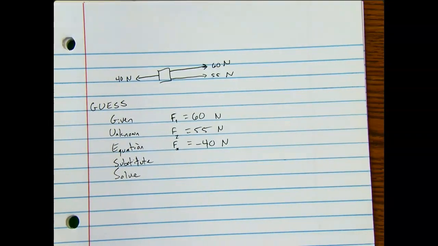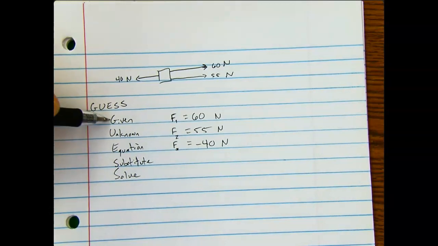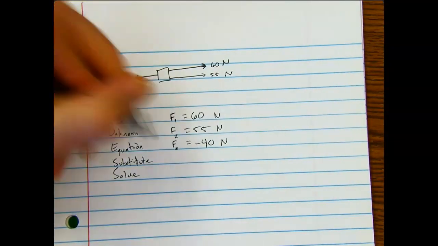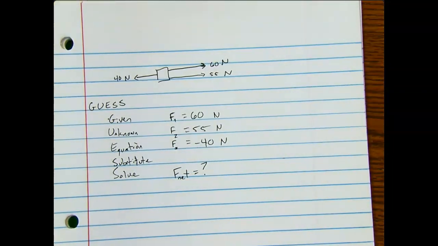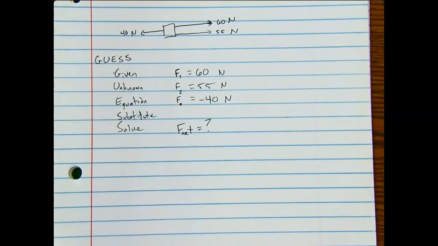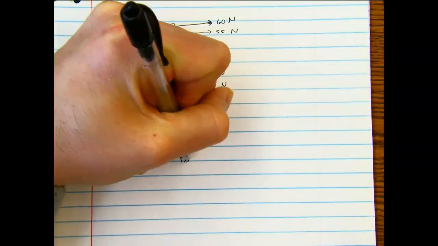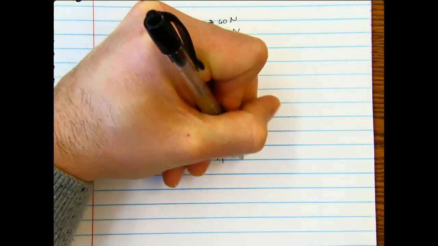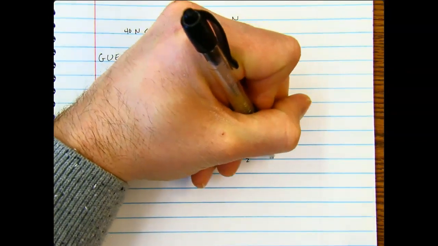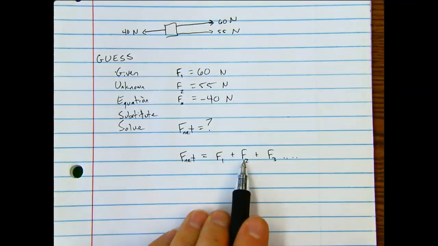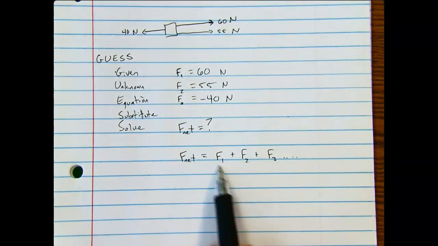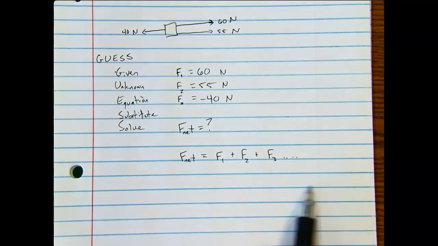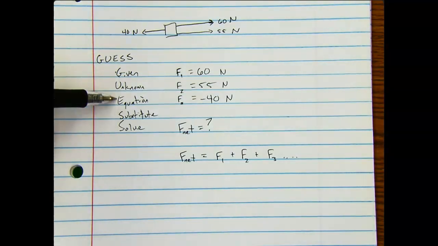Those were our knowns, or what we call our givens, the numbers that were given to us in the problem. The unknown, what is the question asking us for? Well, it's asking us for the net force. So that's our unknown. Now we need to think about what equation we can use to find the net force. In your guided notes, you might see something that looks like this: the net force is equal to F1 plus F2 plus F3, dot dot dot. No matter how many forces you have, the net force is the sum of all the forces. You're going to add up all the forces. So that is our equation.